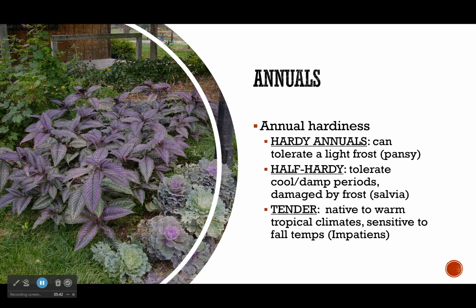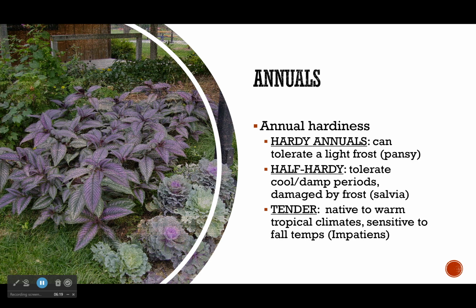Annuals are also categorized in some different categories. So we have hardy annuals that can tolerate a light frost. Those are the early cool season ones that we just talked about. Pansies would be one of those. A lot of times you'll see pansies go out as soon as St. Patrick's Day, mid March, and then they will make it through May until you can get those warm season annuals out.